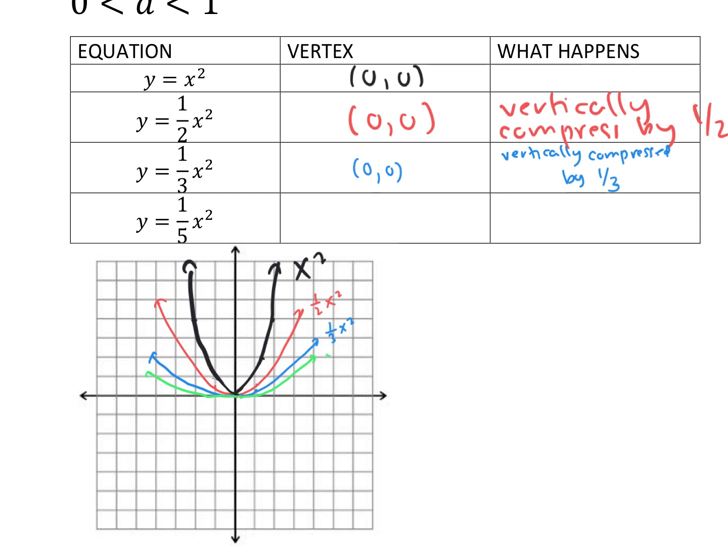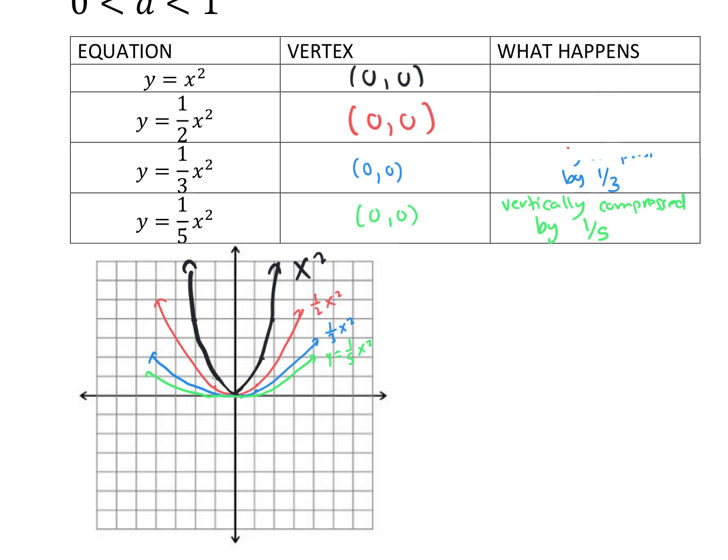It's hard to see on here, but if you do it on Desmos, you'll see the dilatation. So now the vertex is still 0, 0, but this one's going to be vertically compressed by 1/5. So by multiplying x squared by a fraction, you are going to compress it. You are going to squish it down. Right? So vertically, if we're just talking about vertically, it's going to be a compression.